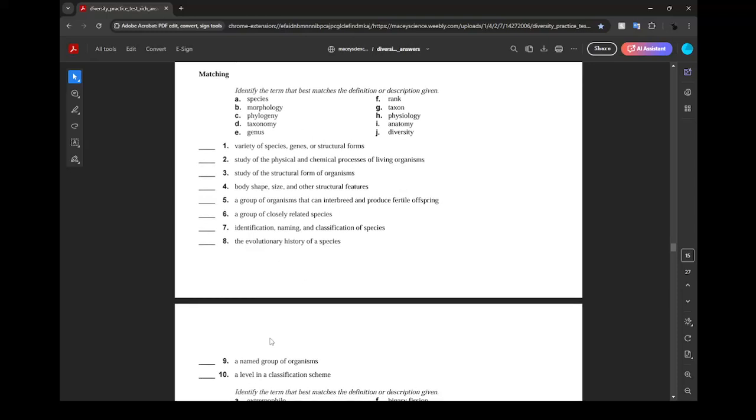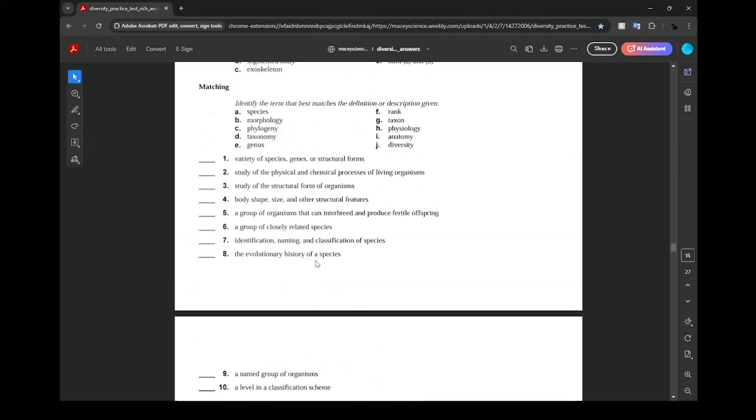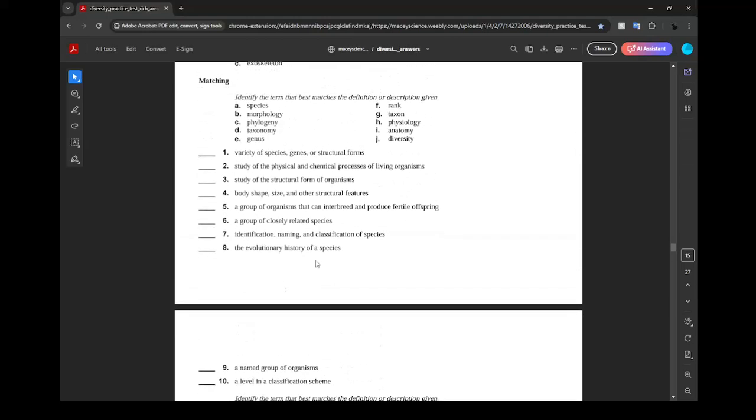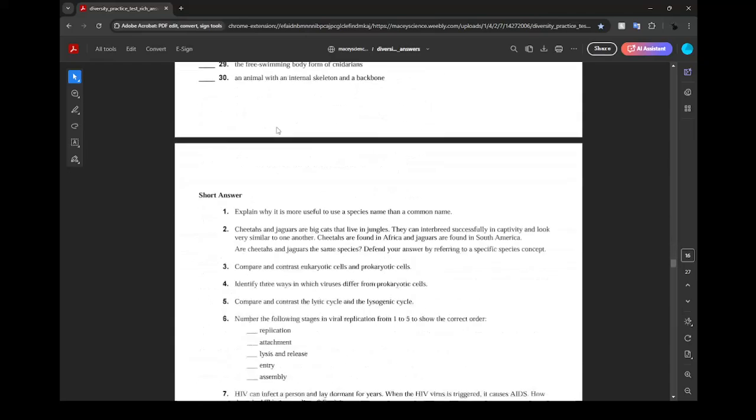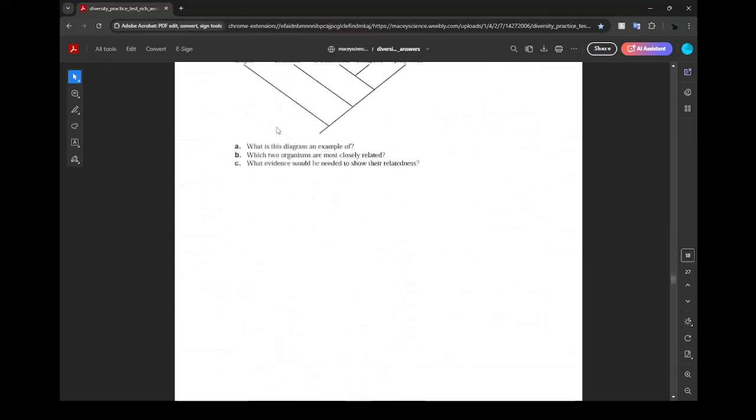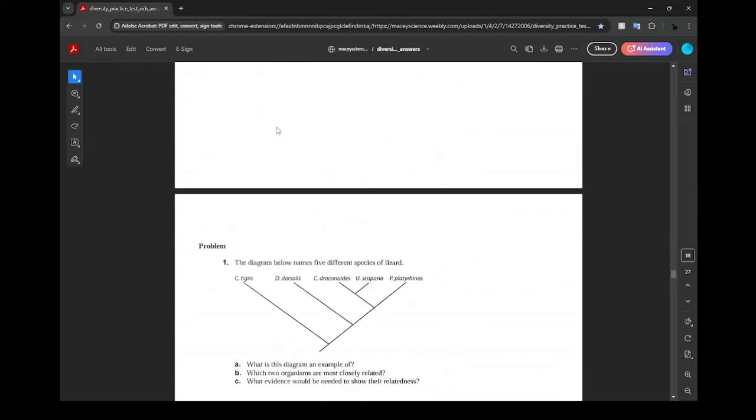Once you get all of this down. A named group of organisms. That should be taxon, if I'm not wrong. A level in a classification scheme. Rank. F. And that should be it. I don't think I missed anything. I used diversity, anatomy, physiology, taxon, rank, genus, taxonomy, phylogeny, morphology, species. Yeah, I think I used all of them. Okay, let's go ahead and hop onto the short answers, and that's it.